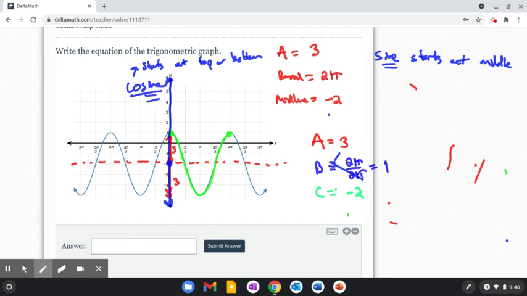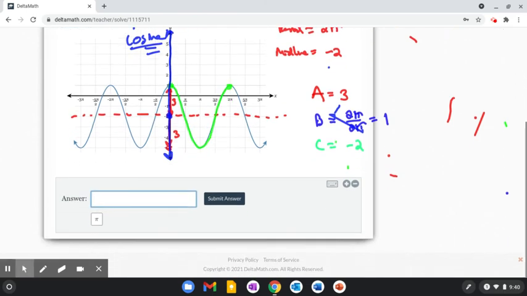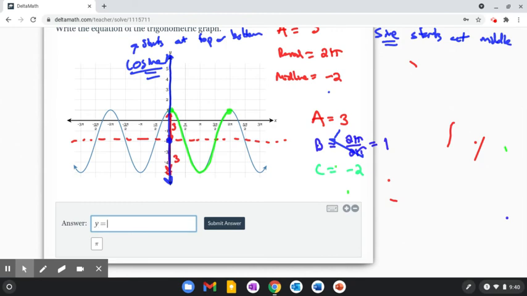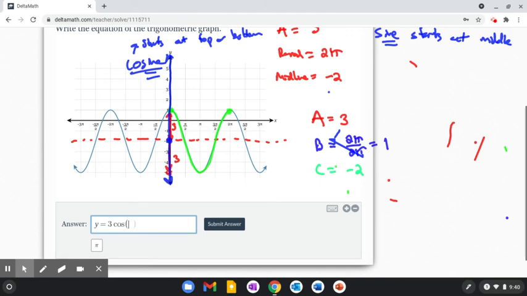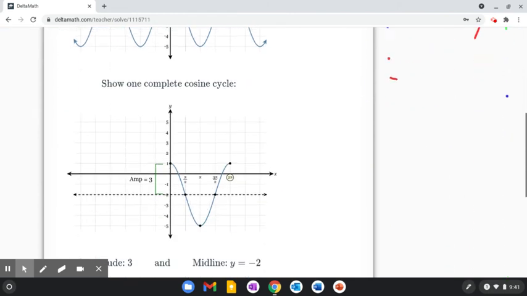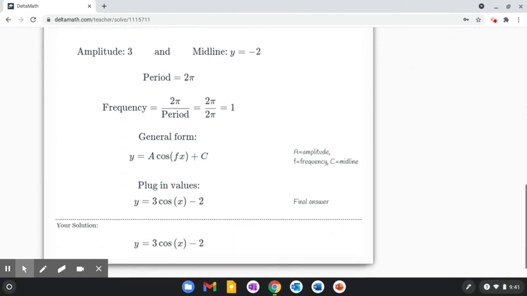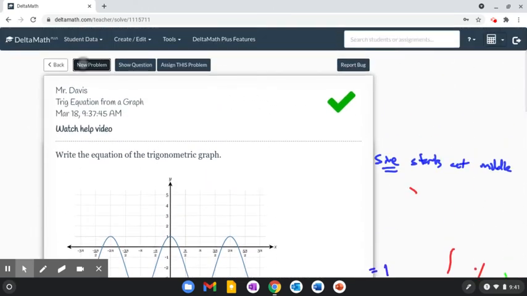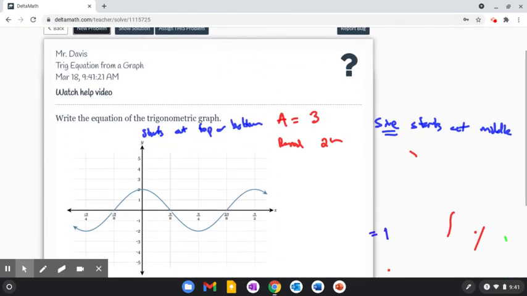So this is a cosine graph. And I believe we can just write it as y equals 3, this is a cosine, parenthesis. Our b was just 1, so it would be like 1x, but we don't really need the 1 there, so we're just going to write x. Close my parentheses. And then minus 2, because my midline was at negative 2. And there we go. All right, let's go ahead and try another one.